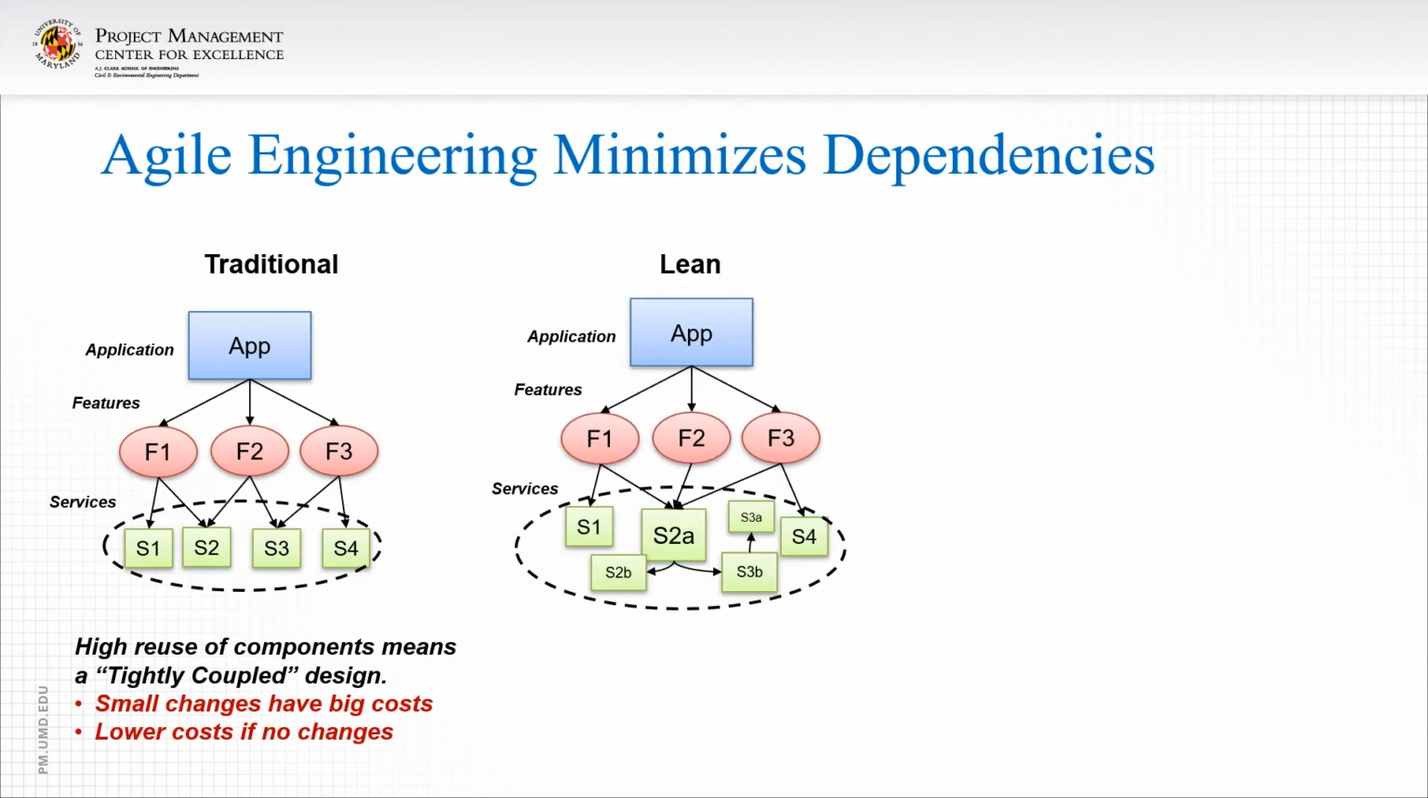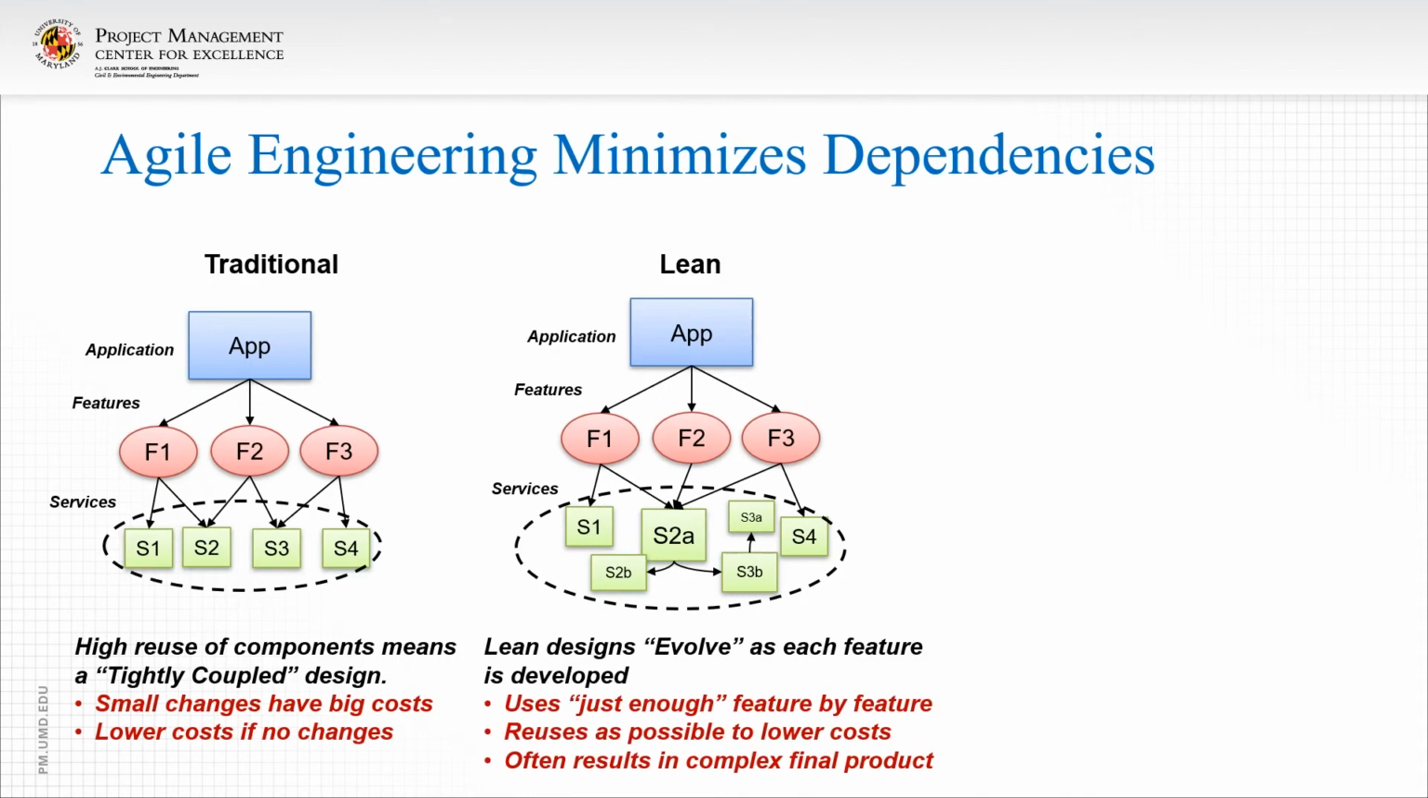When it comes to lean, it's an evolutionary process. Why? Because as questions come in or as needs come in, the product evolves over time. You end up with an application with features, but then those features build services in an evolutionary manner. The result is an evolving design where you use just enough to solve each problem, and you try to reuse wherever possible, but oftentimes it ends up in a very complex final product.